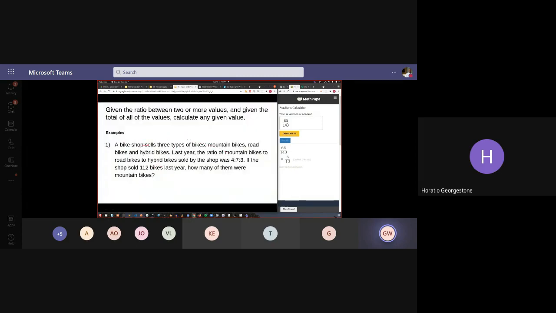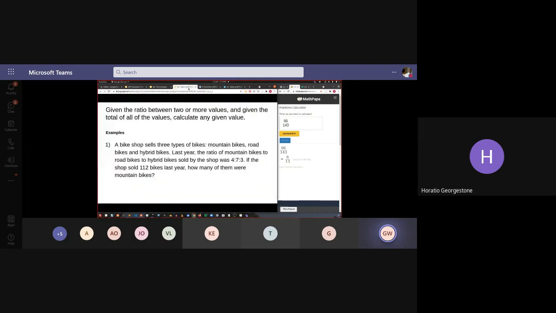So a bike shop sells 3 types of bikes: mountain bikes, road bikes, hybrid bikes. Last year, the ratio of mountain bikes to road bikes to hybrid bikes was 4 to 7 to 3. If the shop sold 112 bikes last year, how many of them were mountain bikes? So mountain to road to hybrid, that's the first thing we're going to write down. Let's get that on paper. And the ratio was 4 to 7 to 3.